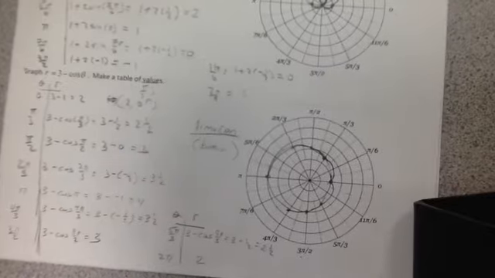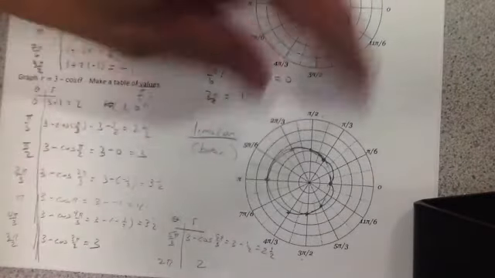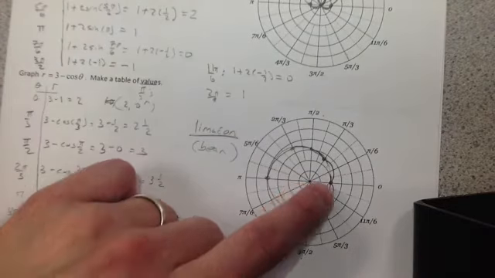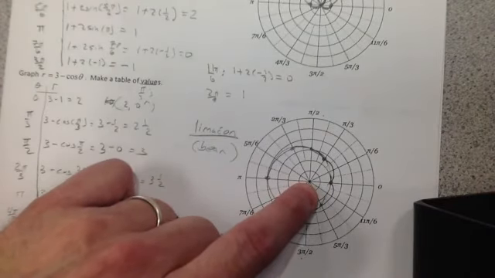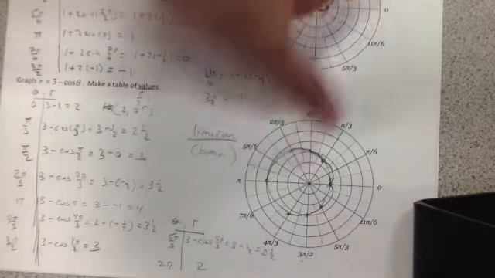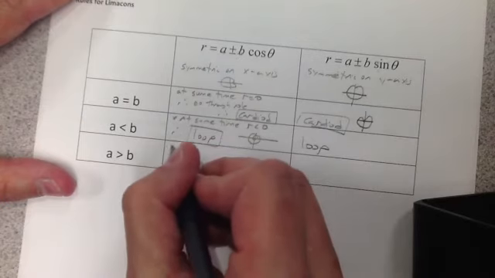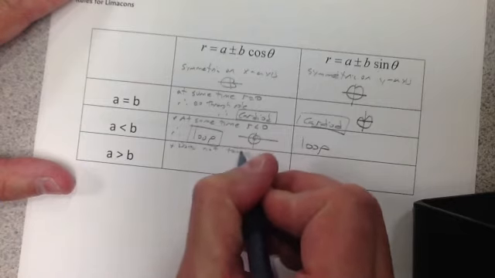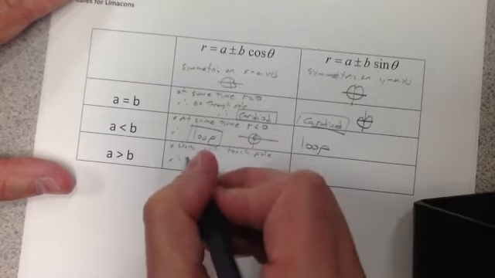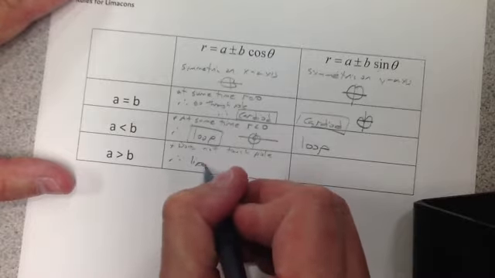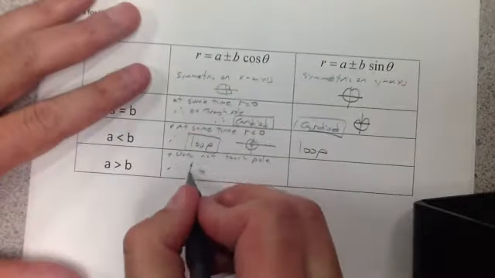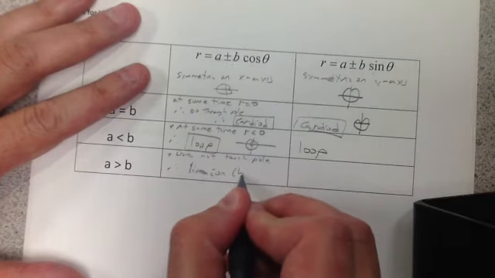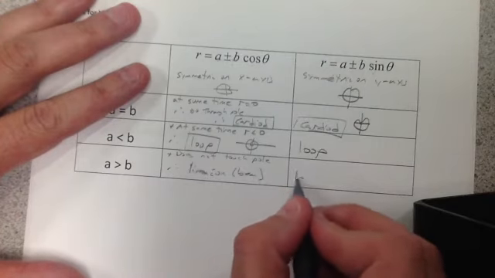If a is greater than b, let's take a look at what happens. It doesn't go through the origin, or the pole. So this will be our bean. Okay? This will not touch the pole. Therefore, this will be just our normal, everyday limaçon, or our bean.